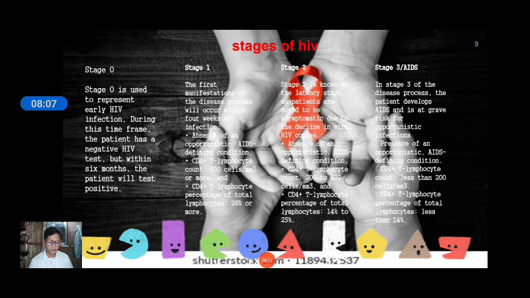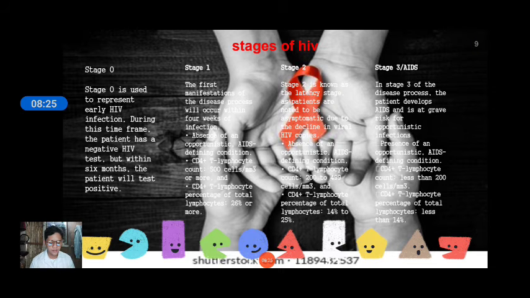The resolution of the initial viral manifestation of HIV infection is coincidental with the decline in viral HIV copies. However, lymphadenopathy persists throughout the disease process.